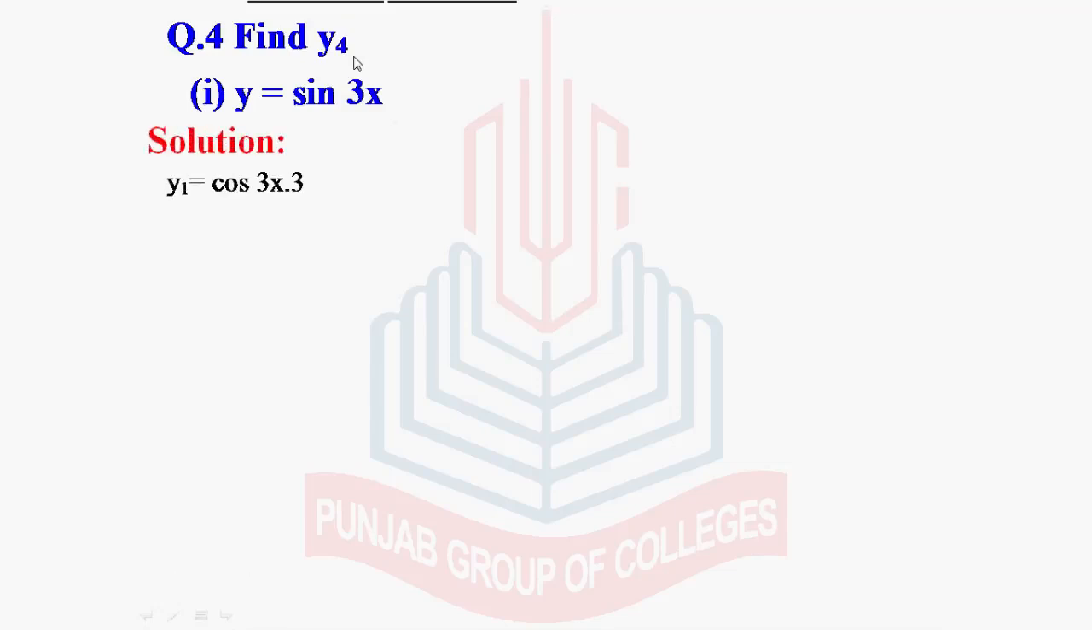Solution. The first derivative is y1 equals cos 3x into 3. Just to differentiate this one, as the derivative of sine is cos, the angle is as it is, and then we have to apply the derivative on this angle, which is 3. So this one is simply the first derivative.